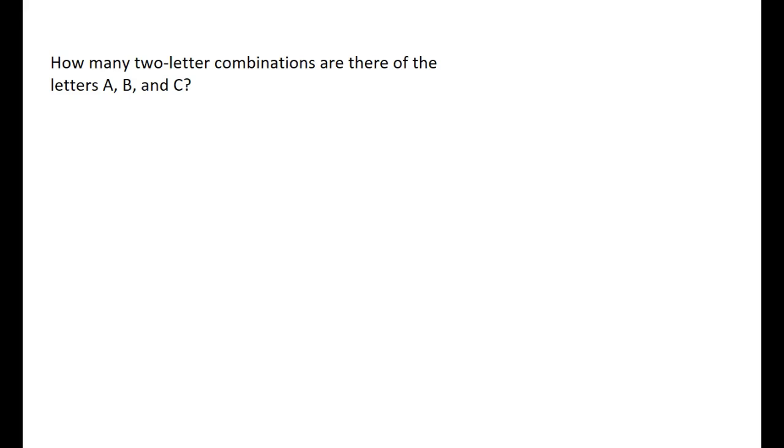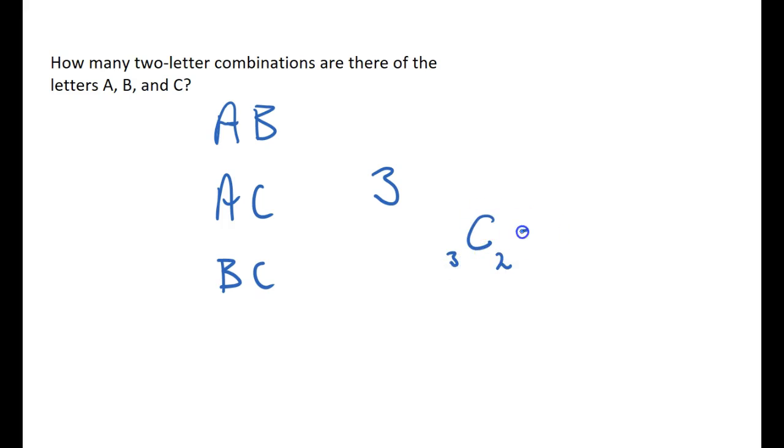So let's change the problem a little bit. How many two-letter combinations are there of the letters A, B, and C? Okay, so that's different. AB is one combination, and that includes BA because order doesn't matter. AC is another combination, which includes CA. And finally, BC is another combination, which would also include CB. So there are three two-letter combinations of letters A, B, and C. And we would write that as 3 choose 2, which you'll sometimes see written like this.